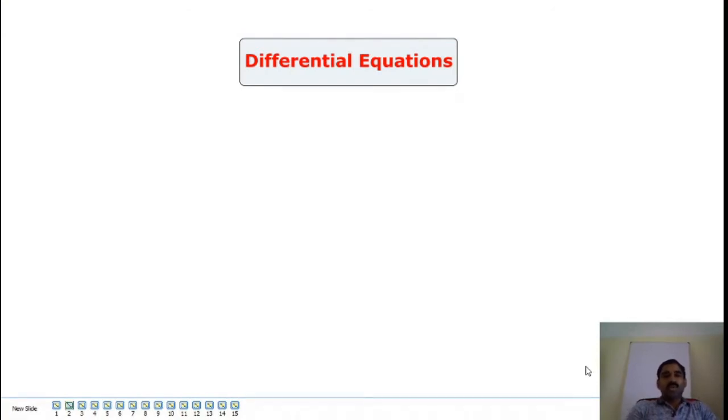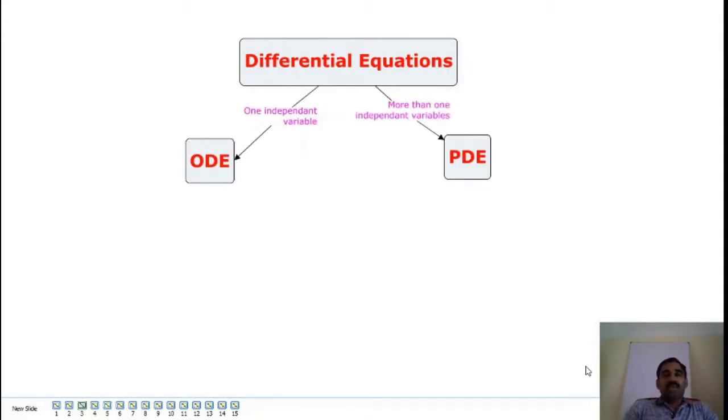Before studying our modules 1 and 2, partial differential equations and applications of partial differential equations, we have to discuss some classifications of differential equations. We know that a differential equation is an equation involving derivatives of an unknown function, dependent variable, independent variable. There may be one independent variable or more than one independent variable. If there is exactly one independent variable, the equation is called an ordinary differential equation. If there are more than one independent variables present in the equation, it is called a partial differential equation.